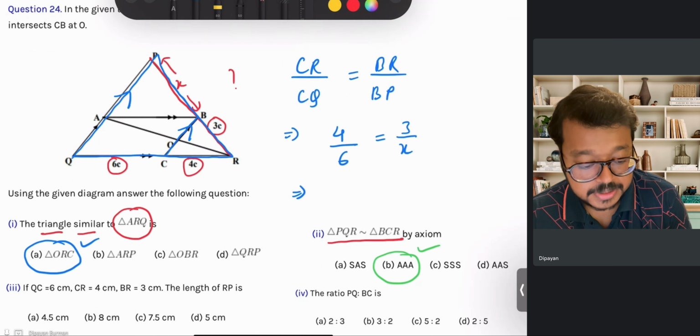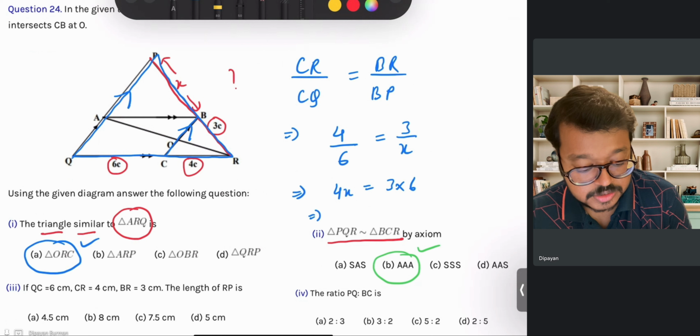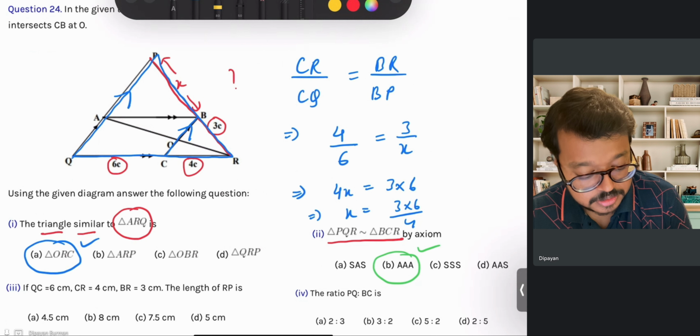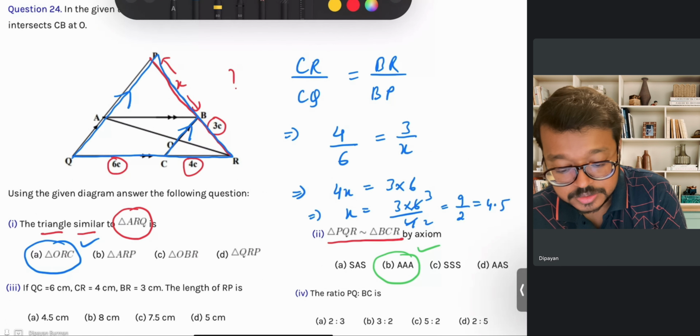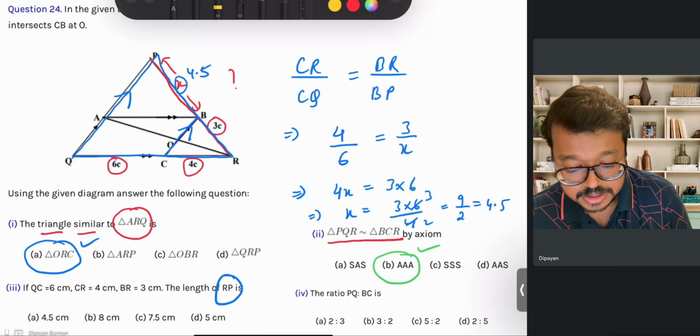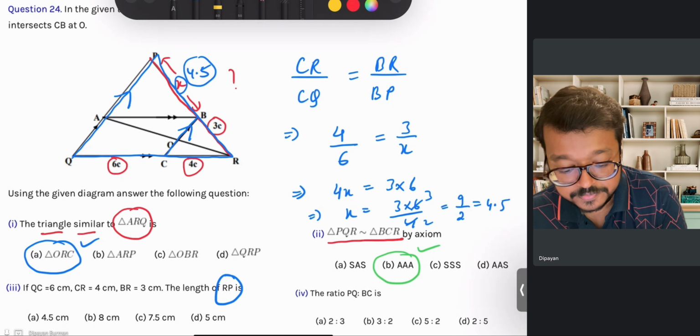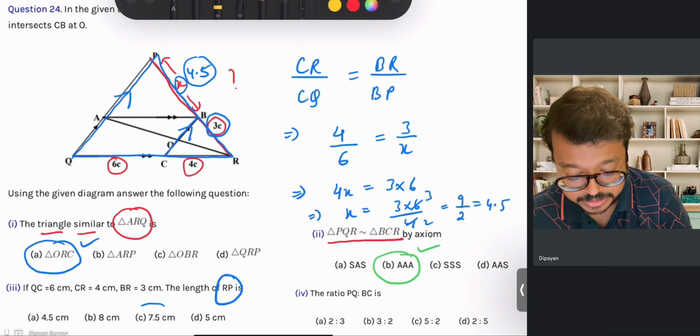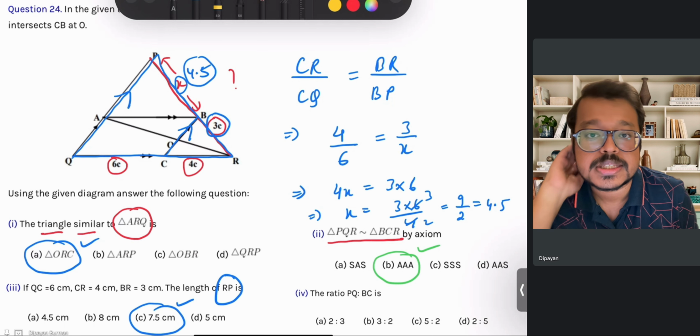Then if I cross multiply, 4x will be equal to 3 into 6. So x will be equal to 3 into 6 by 4. If I simplify it a little bit, this is 9 by 2, which is 4.5. So x is 4.5. They were asking the length of RP. RP will be 4.5 plus 3, which is 7.5 centimeter. So option C is correct.